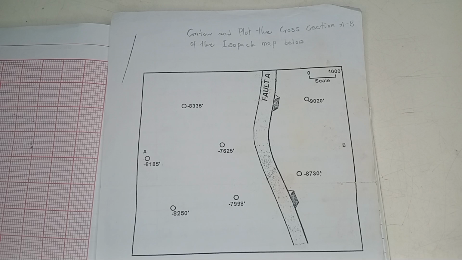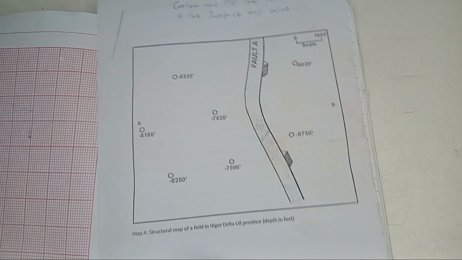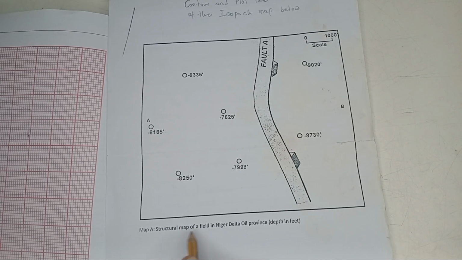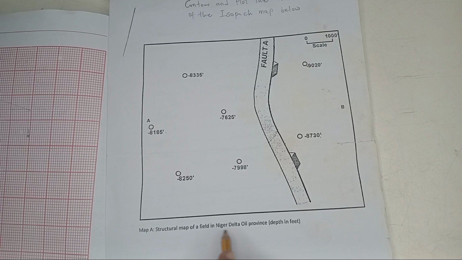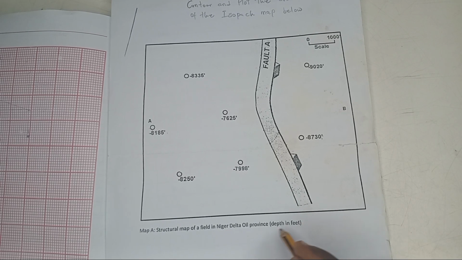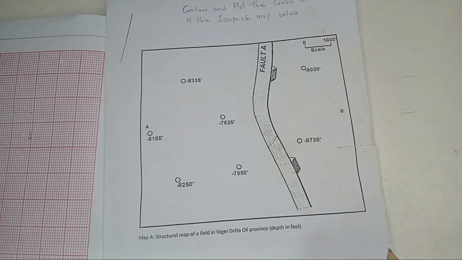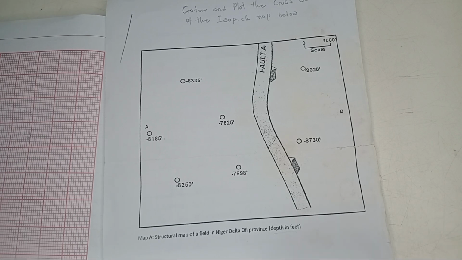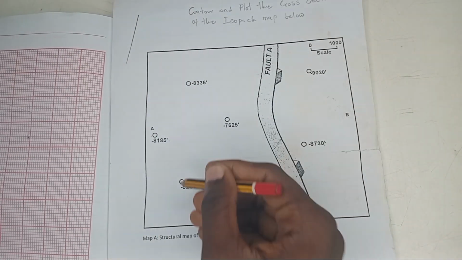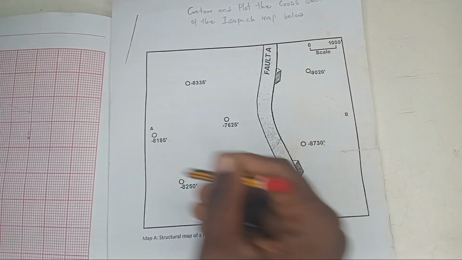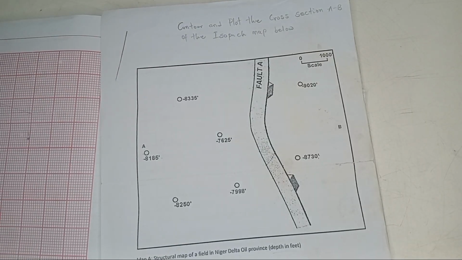Okay, good. As said earlier, you can see this map, you can see what's written here. It says a structural map of a field. It's a field in the Niger Delta Oil Province. Depth is in feet. As I mentioned earlier, the measurements are in feet. All these things are showing a point of what? Of thickness, different thickness points.